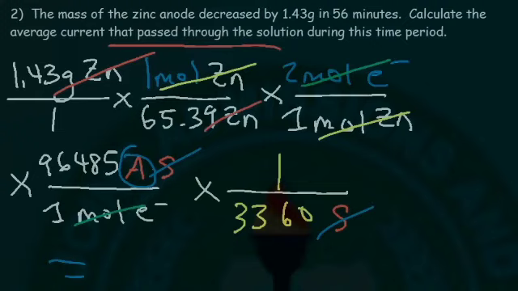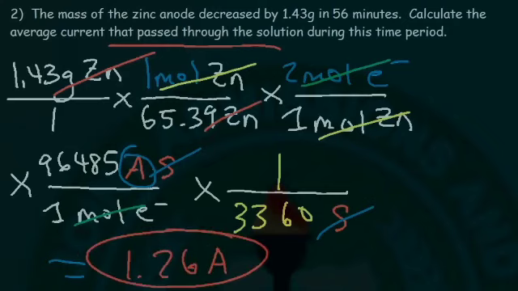So 1.43 grams of zinc divided by 65.39 times 2 times 96,485 divided by 3360. So the current is 1.26 amps. And so that's the answer for this problem.